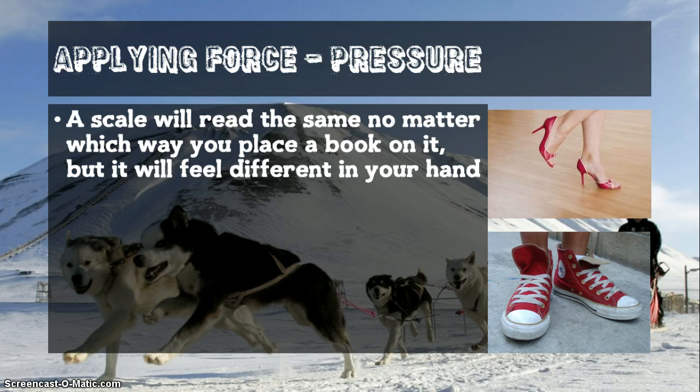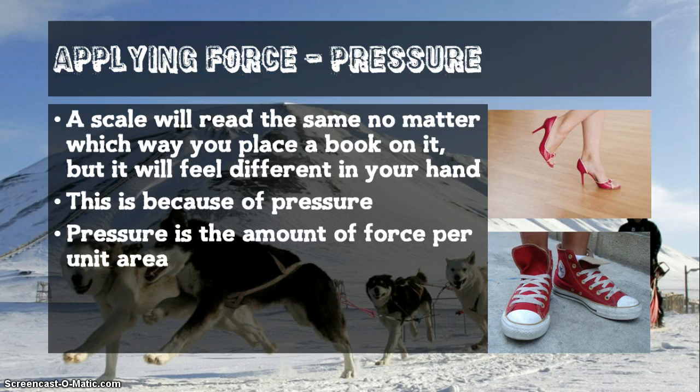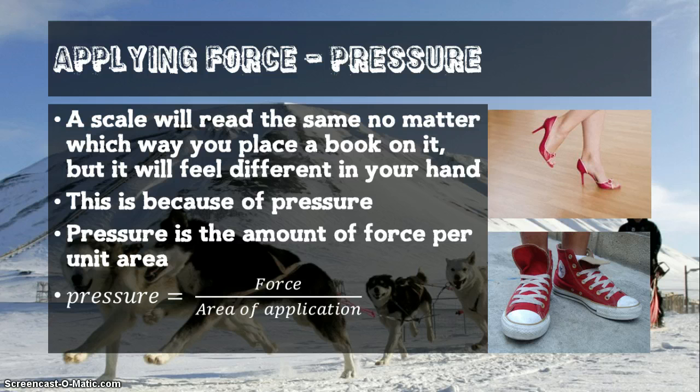Just like if you're holding a book, if you hold it with the cover down, it's going to feel different than if you hold it edgewise with the cover to the side. But no matter what way you put that on the scale, it's going to read the same amount. And the reason it feels different is because of pressure. Pressure tells us how much force is exerted over a particular area of space. So the pressure is the amount of force per area. We find the pressure by taking the force and dividing it by the area over which it's applied.